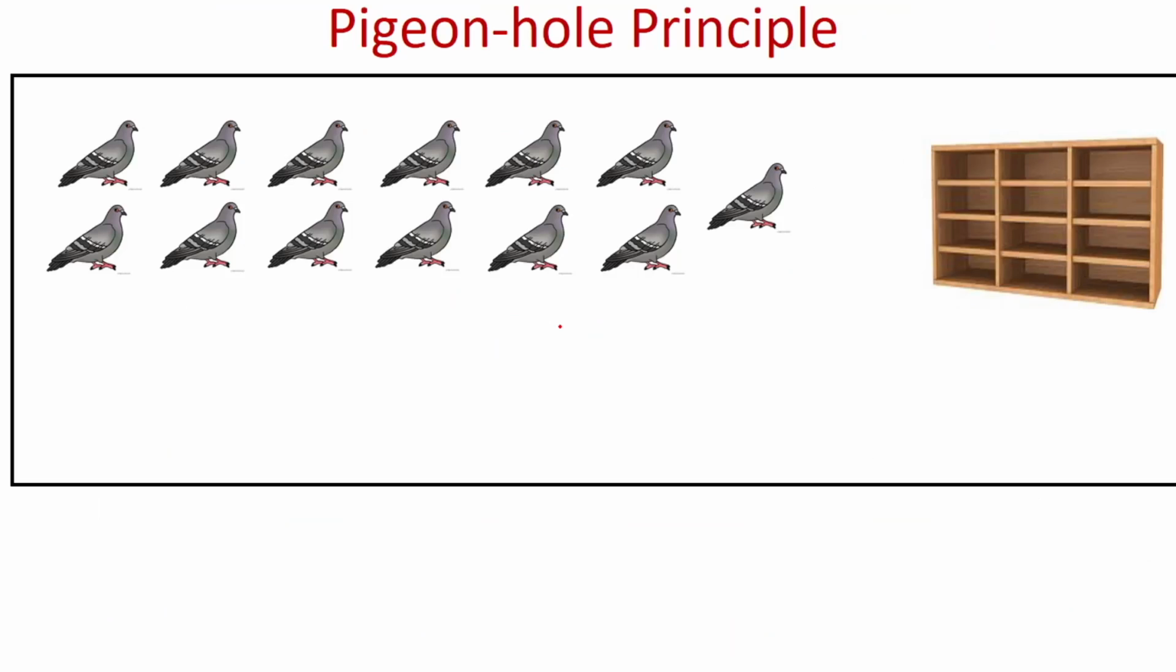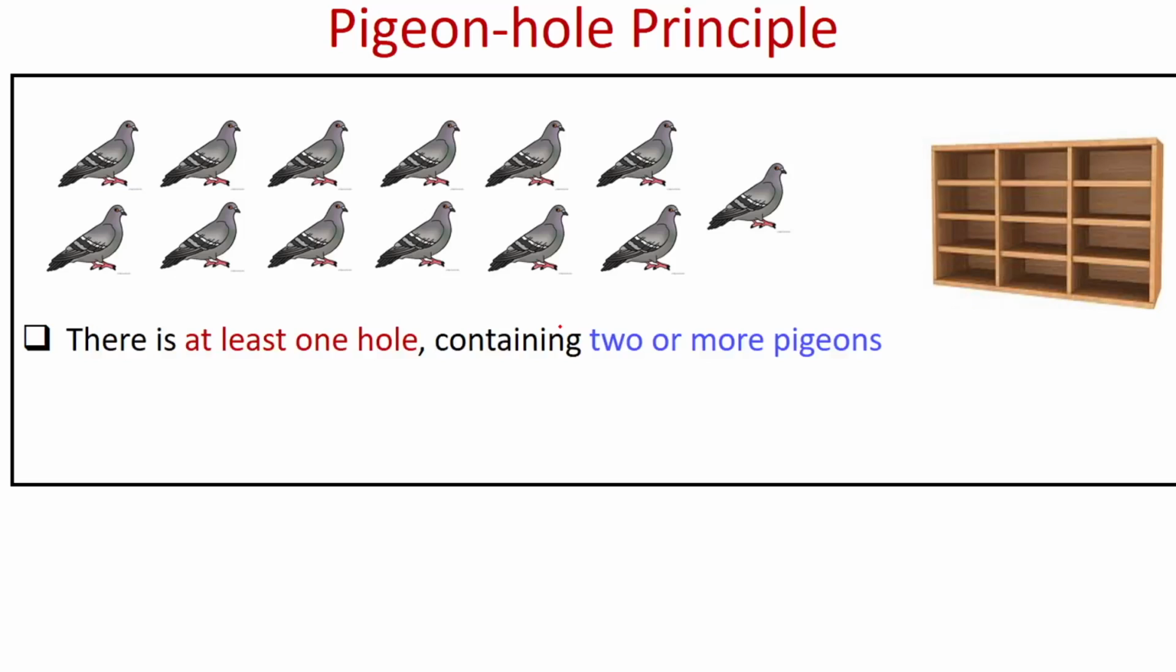Now let's see another interesting counting rule which we encounter very often in discrete mathematics, and this is called the pigeonhole principle. So what is the scenario here? In this example you have 13 pigeons and you have 12 holes, and suppose the pigeons are going to randomly occupy these 12 holes. We don't know in what order they will be going and occupying these holes.